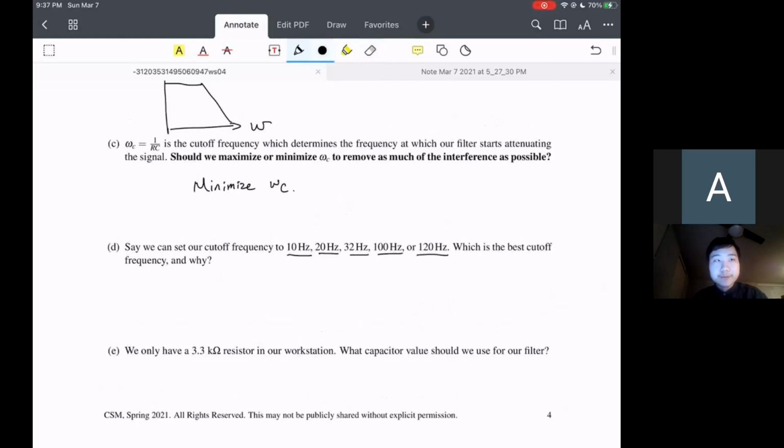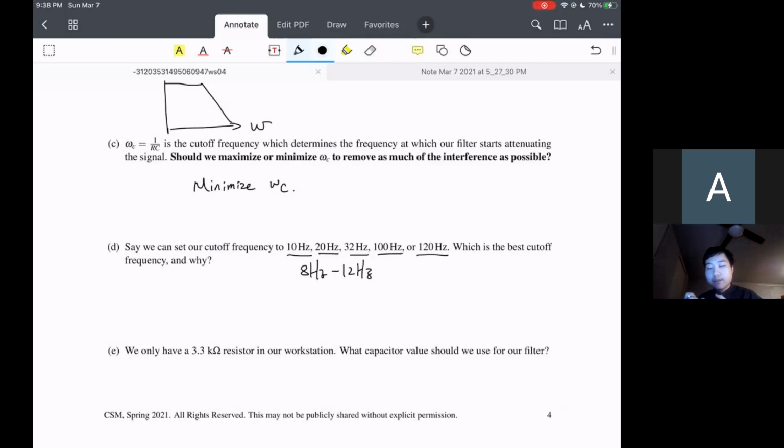Which is the best cutoff frequency and why? For this very question, as we explained, we should be minimizing our cutoff frequency so that we can remove as much of the interference as possible. But on the other hand, since the part of the input that we want to retain is within the frequency range 8 hertz to 12 hertz, we really shouldn't be attenuating that part. So a cutoff frequency of 10 hertz would probably be inappropriate.